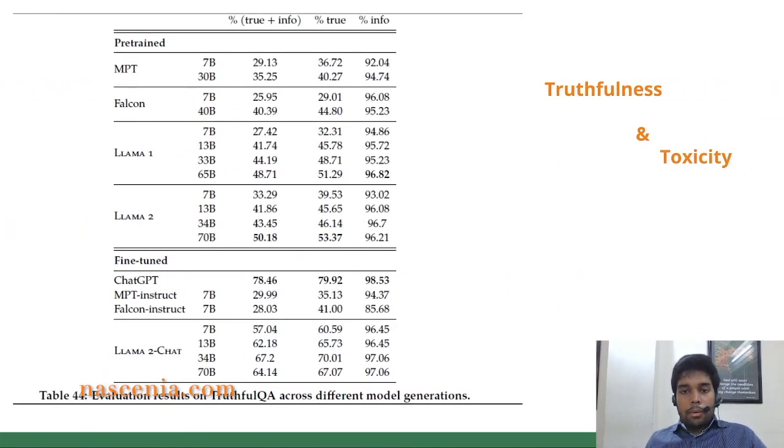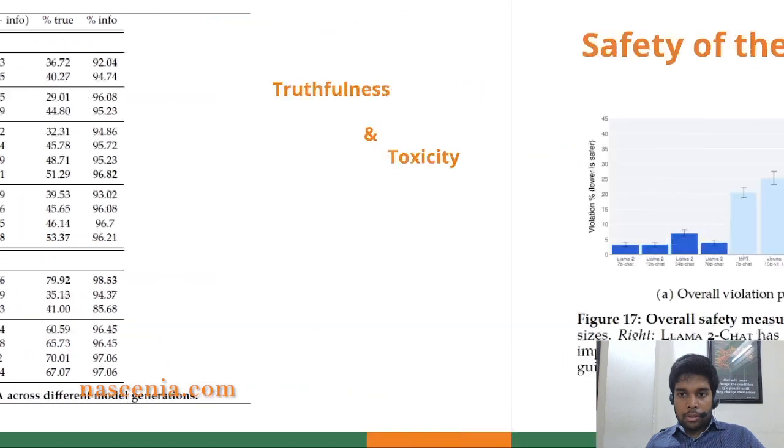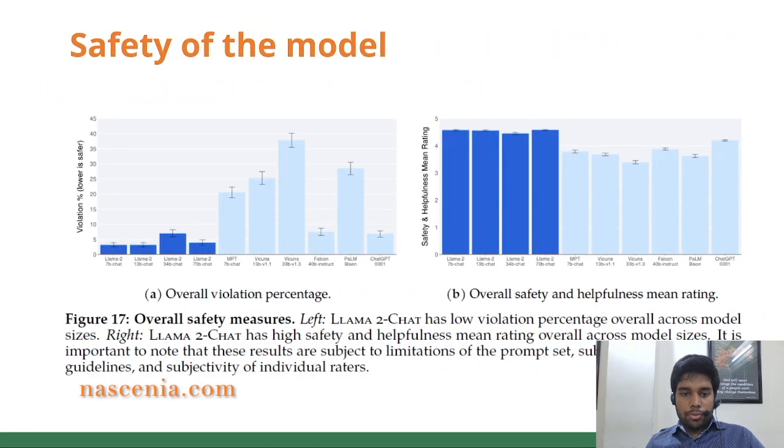So here's another table for truthfulness and toxicity. I won't go into the specific details as I've explained it earlier. For the overall safety of the model, for the overall violation percentage, LLaMa 2 70 billion parameters crushes all other models at all other sizes. And for overall safety and helpfulness, the LLaMa 2 model beats all the other models at all sizes.